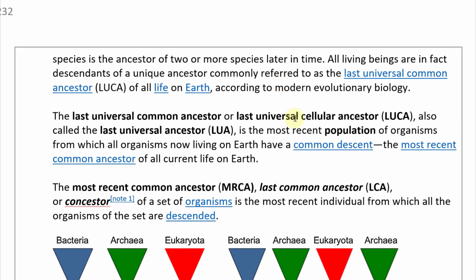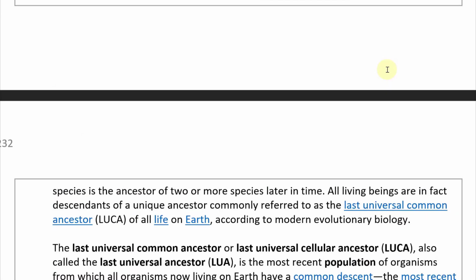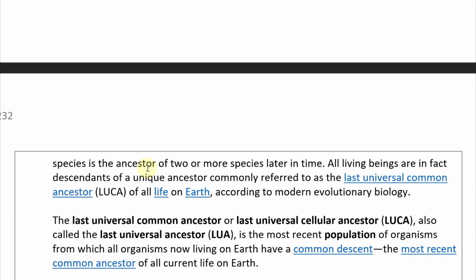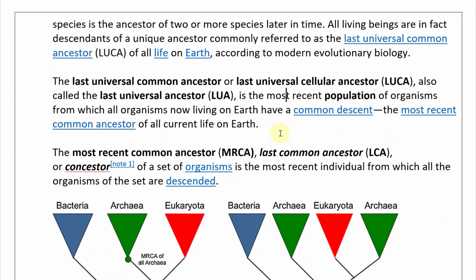So basically, speaking of a collection of species or organisms, such as over here, when one species is the ancestor of two or more. Not necessarily one specific organism, but species right here. So from which all organisms now living on Earth have a common descent, and it's called the most recent common ancestor of all current life on Earth.